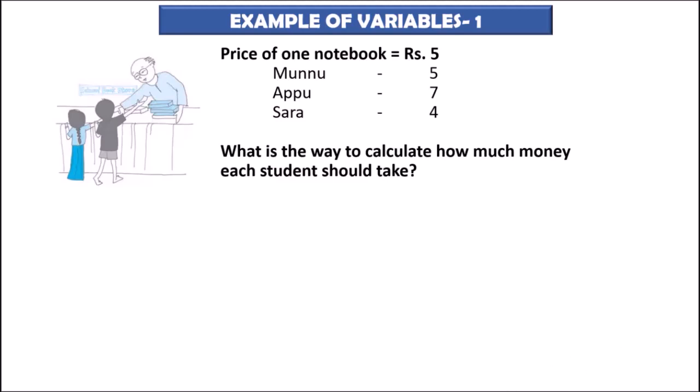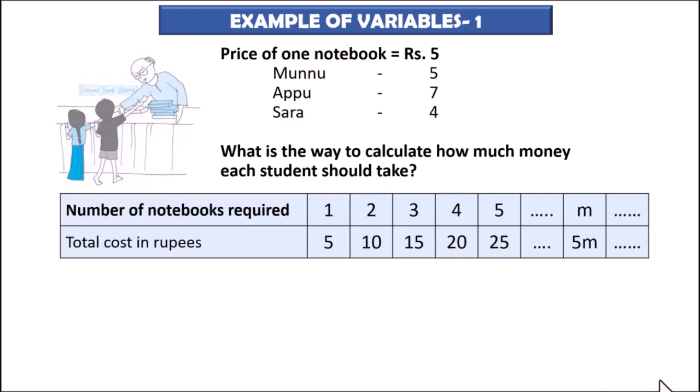So in this case, we will try to find a relation between the total cost in rupees and the number of notebooks required. Here again we will make a table and write down the number of notebooks required in the first row and find out the total cost in rupees required for different numbers of notebooks. When we require one notebook, the cost is 5 rupees.